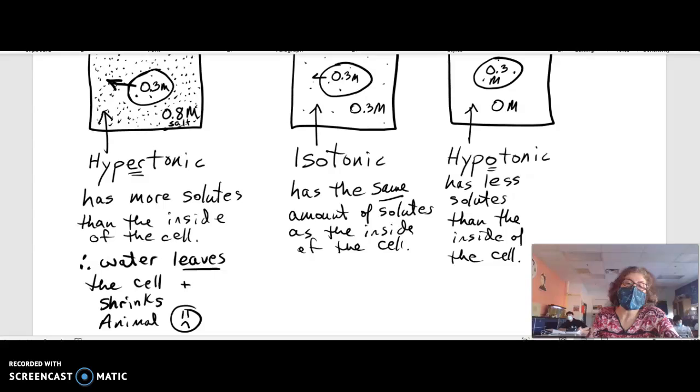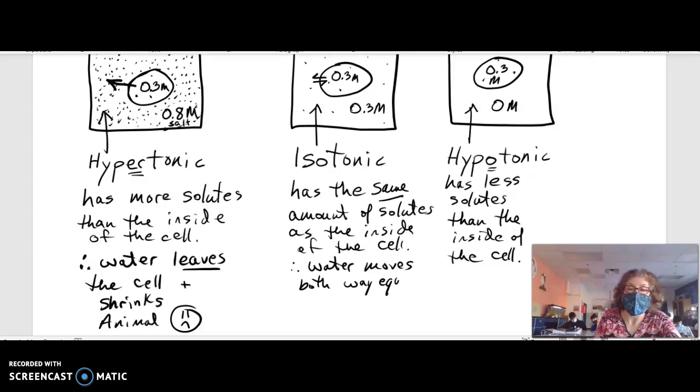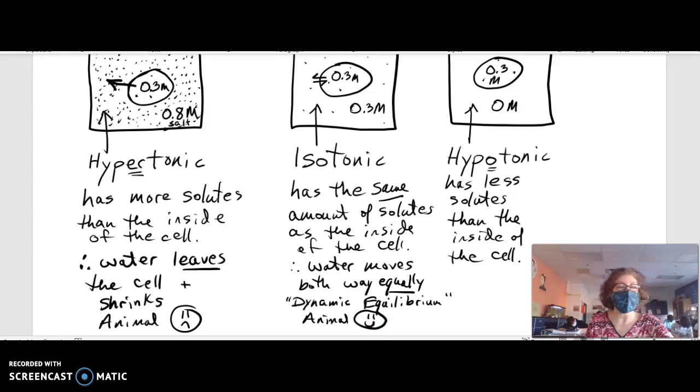And we kind of draw a double arrow for that, like that. So water moves equally both ways. Equally. And this is called dynamic equilibrium. Because you have a balance, but it's dynamic because the water is still going to move randomly both ways. And animal cells really like this. That's their happy place, is in an isotonic solution.